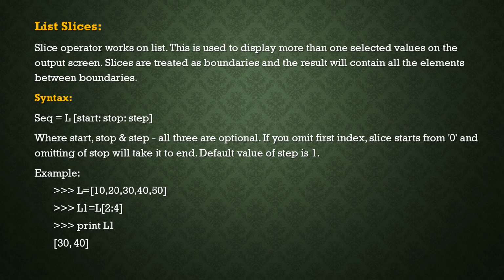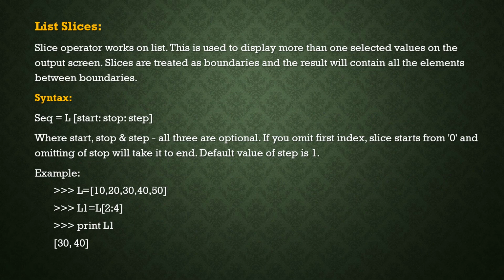See, an example is also given. To specify the slice operator, we need a colon: start colon stop colon step. Here the example is given, L equal to 10, 20, 30, 40, 50. So total 5 elements. L1 equal to L of 2 colon 4, which indicates starting from 2 to 4. Here the index value starts from 0. The 0th index indicates the value 10.